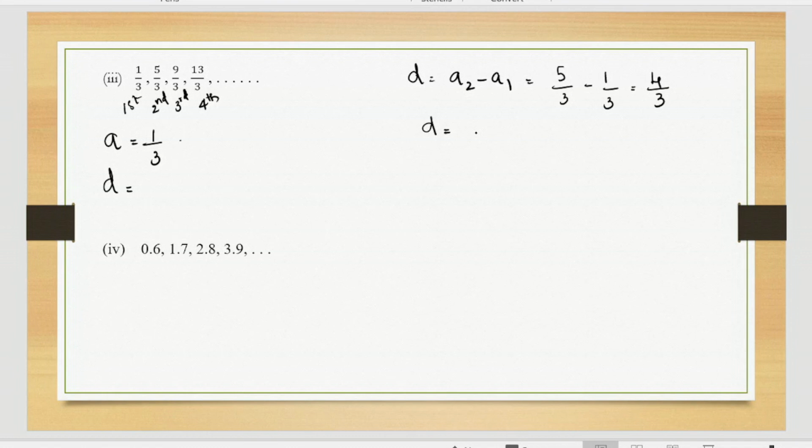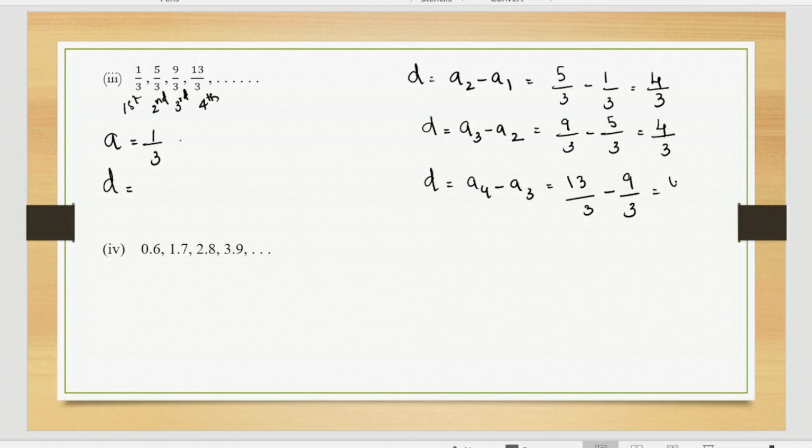And the common difference for the next two terms, that is A3 minus A2: A3 is 9 by 3 minus 5 by 3, which is A2. So the LCM is 3, and 9 minus 5 is 4. In the same way, for the next two terms also, the common difference is the same, which is 4 by 3. So we can take the common difference as 4 by 3. Clear? Let us solve the last question.